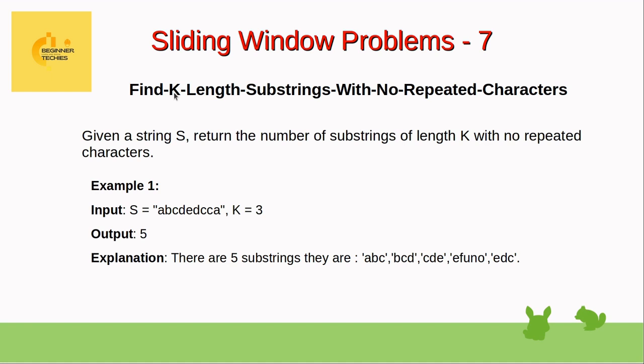The problem is we need to find the k-length substrings with no repeated characters. Given a string S, return the number of substrings of length k with no repeated characters. So we have to find the substrings from the string, those substrings should not have any repeated character, and the size of those substrings should be k. Let me draw this example over here.